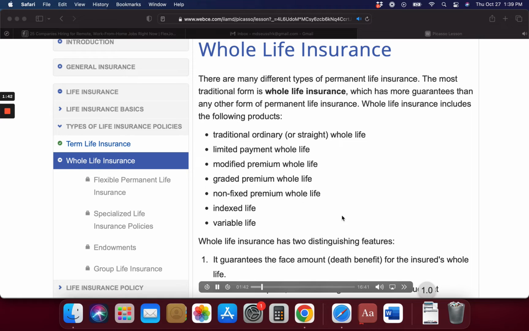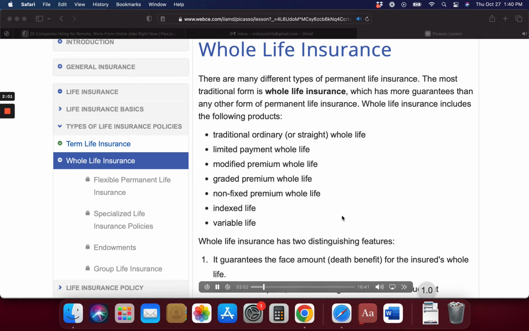Guaranteed cash value. A crucial part of every permanent insurance policy is its cash value. With whole life insurance, the cash value grows at a contractually guaranteed rate. This is necessary to support the guaranteed level death benefit and premiums. The cash value is funded by the premium.